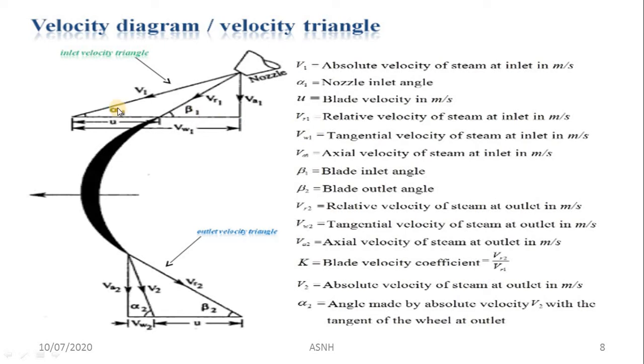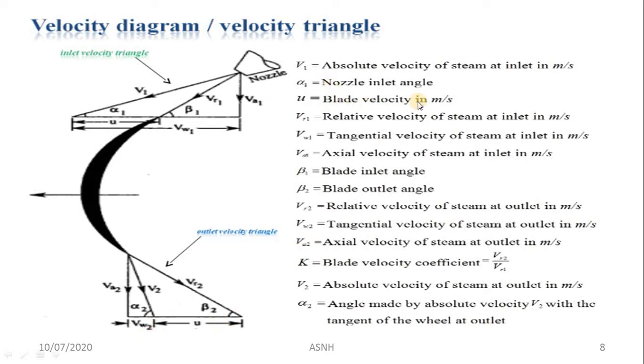So here alpha 1 indicates the nozzle inlet angle. You will get an idea about that. And alpha 2 is the nozzle outlet angle. Beta 1 is related with the blade inlet angle, and beta 2 is related with the blade outlet angle. VR2 is the relative velocity of the steam at outlet. VW2 is the tangential velocity of the steam at outlet in meters per second. VW2 is the whirling velocity.